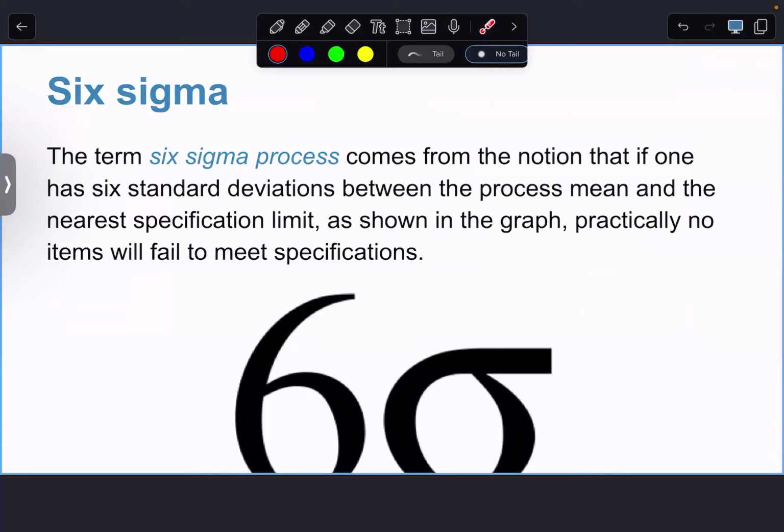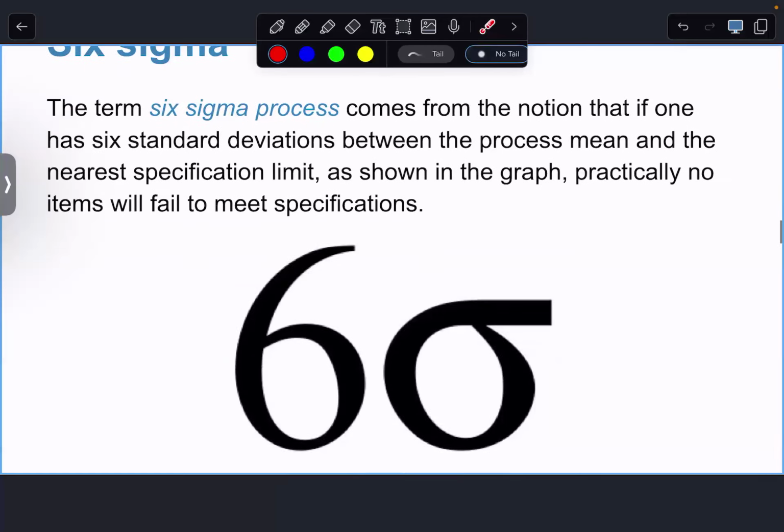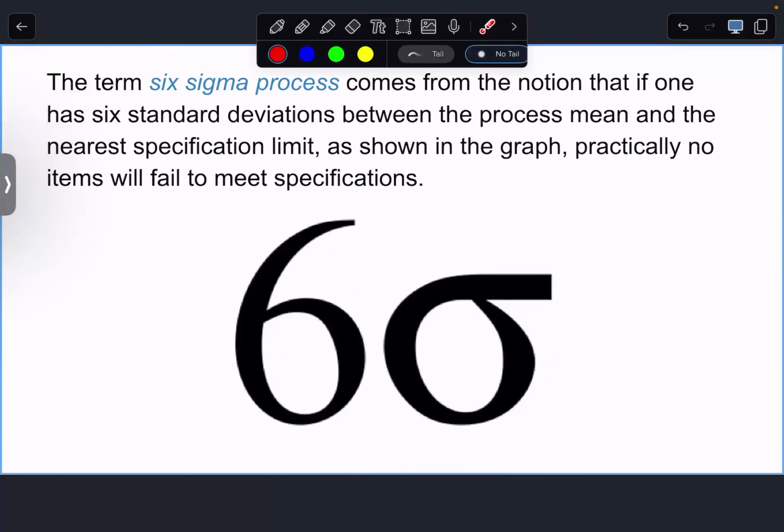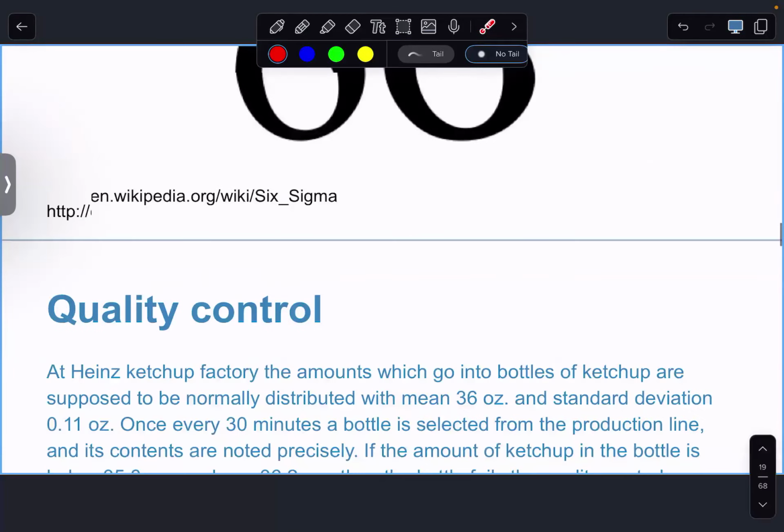It's not important really, but you may have heard of Six Sigma, which is a business process idea. Underneath the curve, we can move out 3 standard deviations in either direction, making a total of 6 sigma. And if we move out 6 sigma, then virtually no items will fail to meet specifications, and that's a good thing.